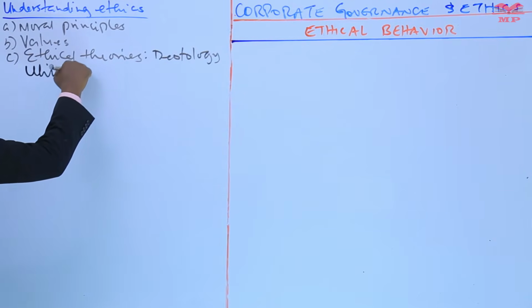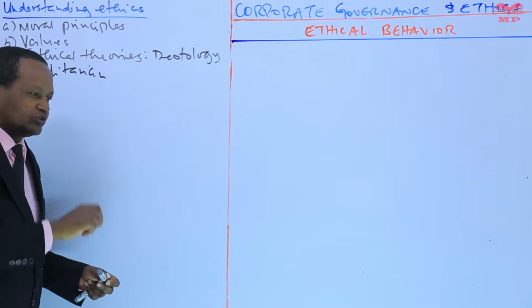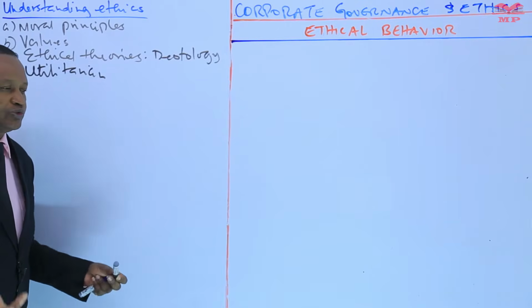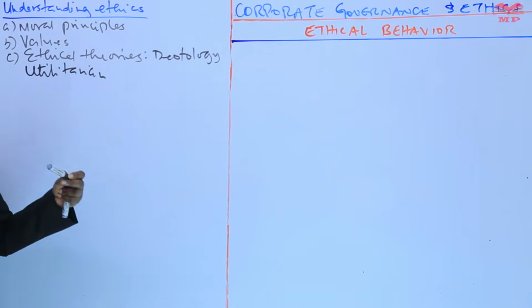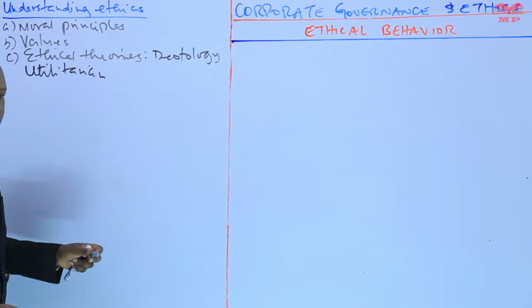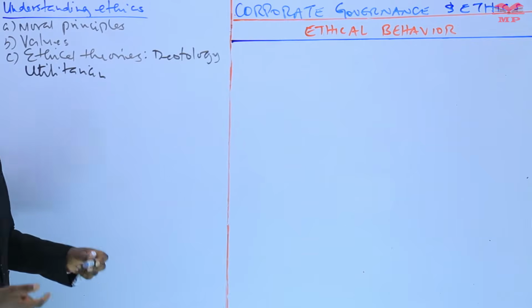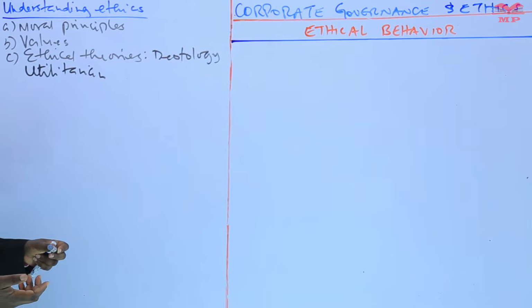Utilitarian theory focuses on maximizing overall happiness or well-being for the greatest number of people. A decision or action that one takes should be one that maximizes the overall well-being or happiness of a great number of people. So when making a decision, one has to consider the effect the decision has on the number of people. You understand?